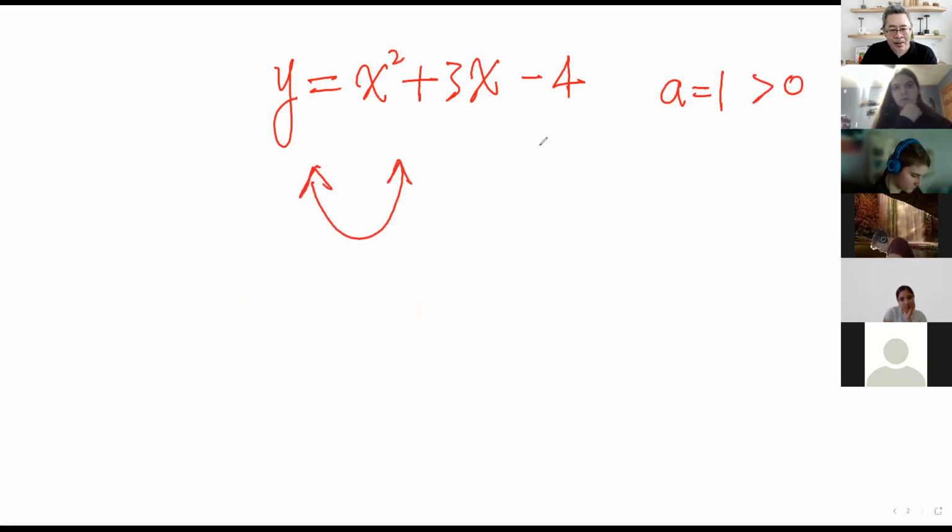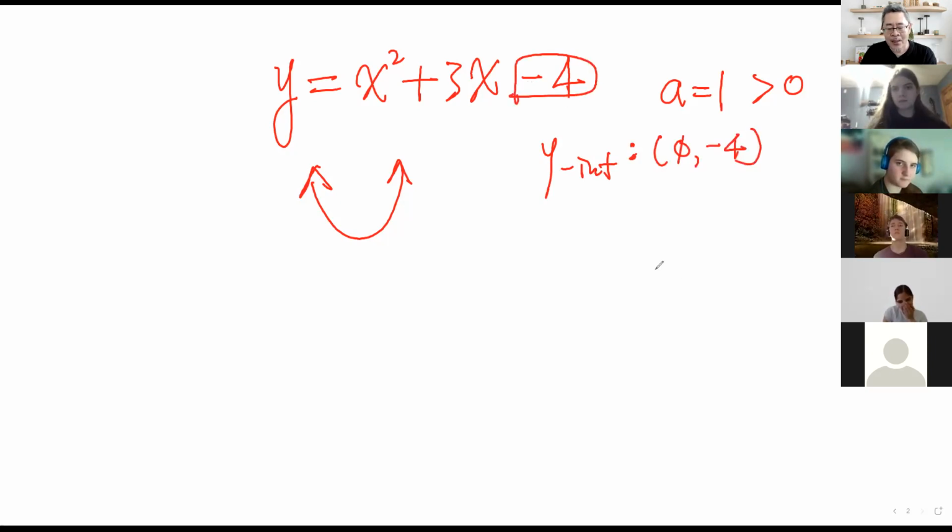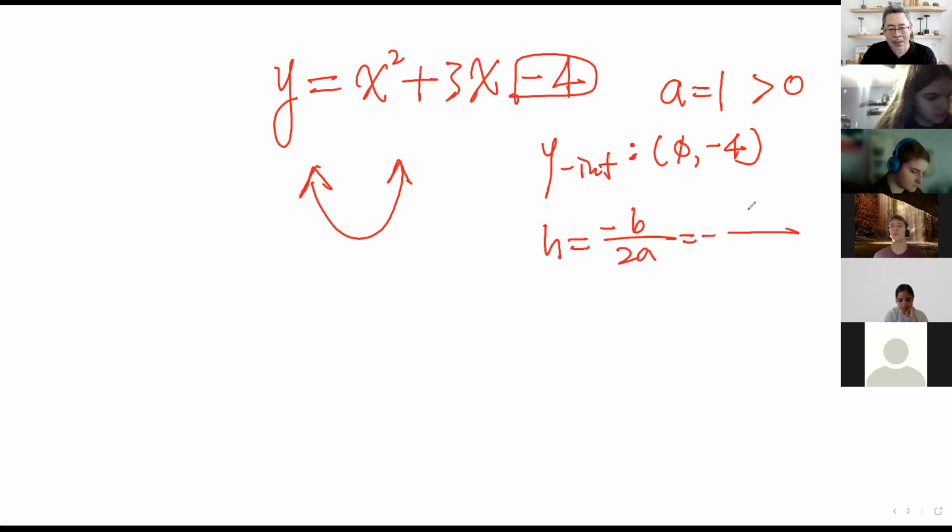And we know our y-intercept is (0, -4). We had that, which is this number. Now we just need to find the vertex. We know the vertex h is minus b over 2a. In that case, we know minus 3 and 2 and 1, so it's negative 3 over 2.